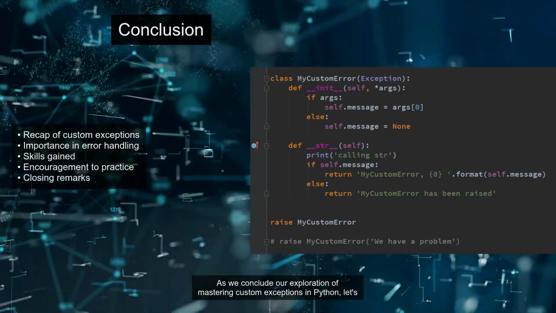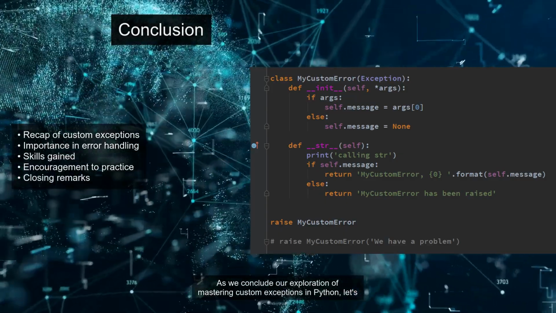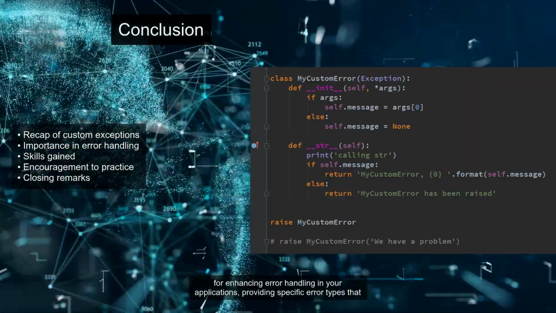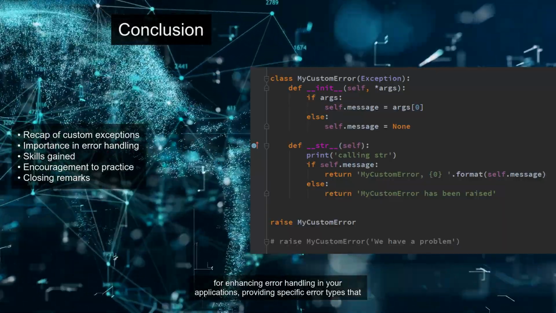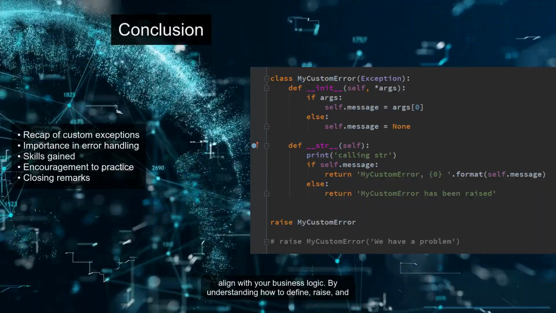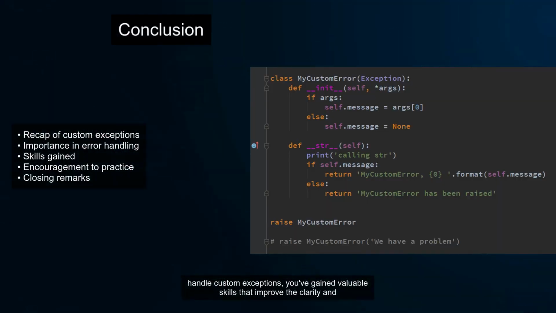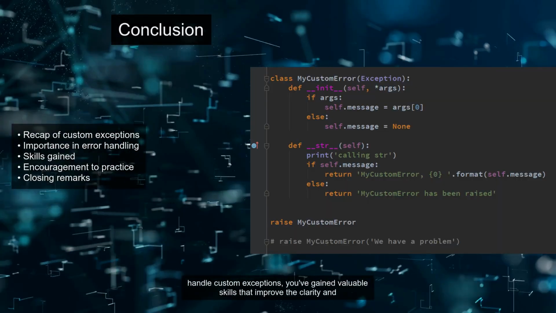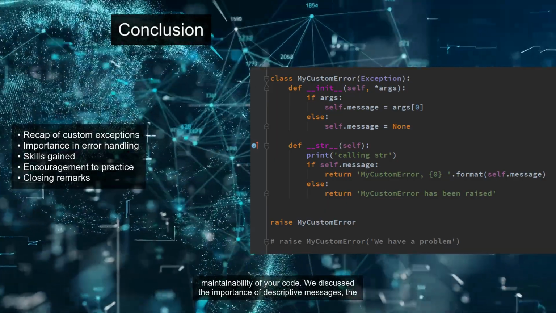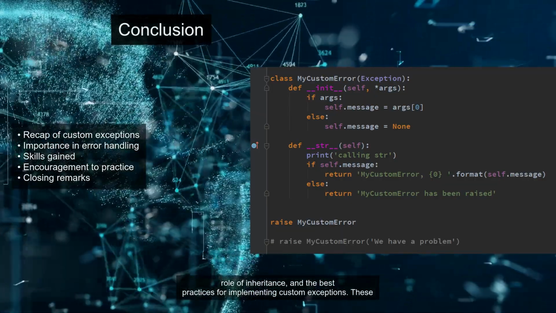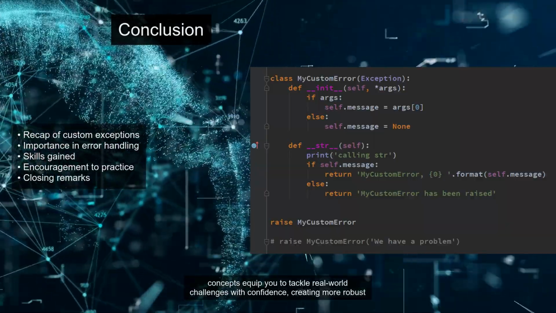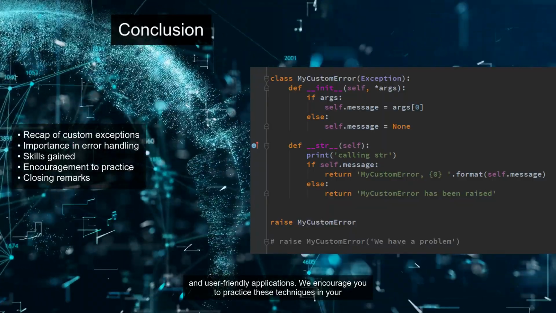As we conclude our exploration of mastering custom exceptions in Python, let's recap the key points we've covered. Custom exceptions are a powerful tool for enhancing error handling in your applications, providing specific error types that align with your business logic. By understanding how to define, raise, and handle custom exceptions, you've gained valuable skills that improve the clarity and maintainability of your code. We discussed the importance of descriptive messages, the role of inheritance, and the best practices for implementing custom exceptions. These concepts equip you to tackle real-world challenges with confidence, creating more robust and user-friendly applications.